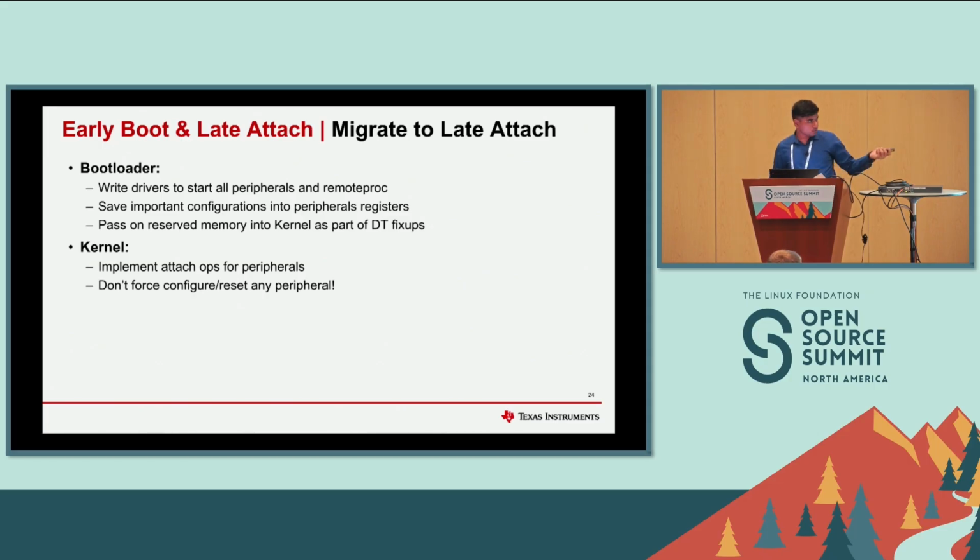There's also one more thing. If you're using an IOMMU and you want to store the page tables in some external memory in your DDR, you need to reserve that memory and pass it to the kernel as part of DT fixups, so that the kernel can also reserve that memory. Otherwise, it will just walk over that memory and clear out your page tables, which will cause inconsistency in your rproc address translations. At the kernel level, you need to implement attach operations for all your peripherals.